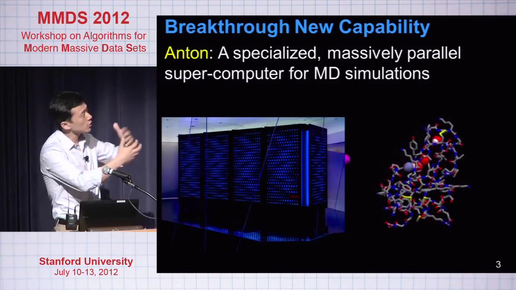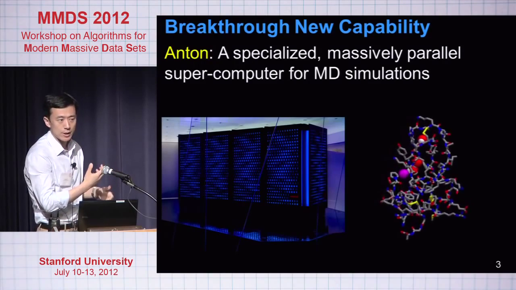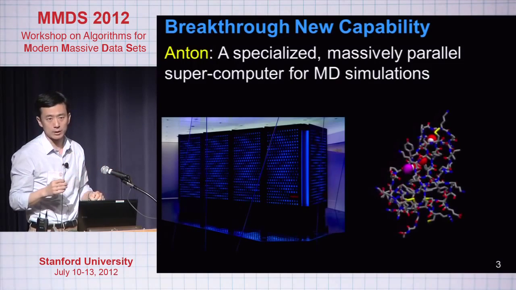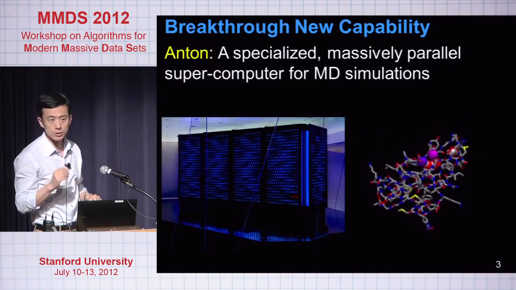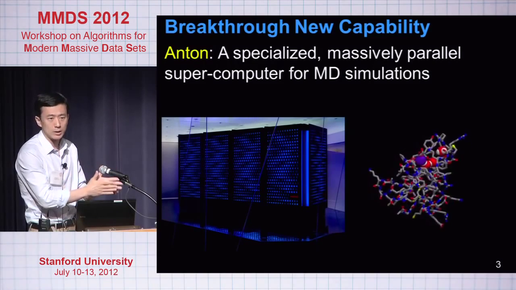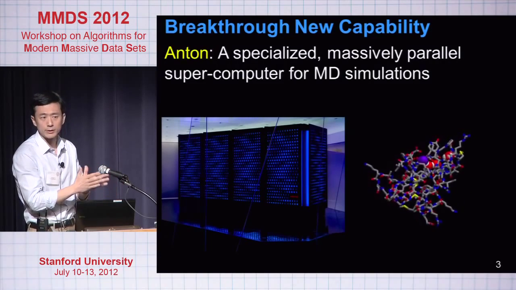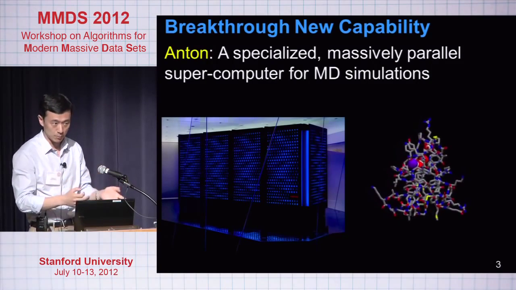These simulations will enable computational chemists to understand a wide variety of biological processes that actually occur on millisecond time scale. You think this is a really short period of time, it's only a millisecond. The prior state of the art was only on the order of 10 nanoseconds. So this is a significantly longer simulation than previously possible.